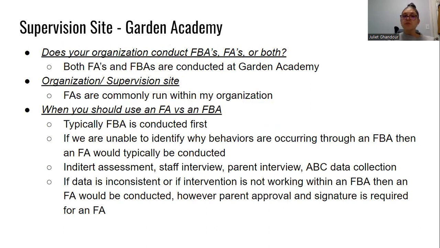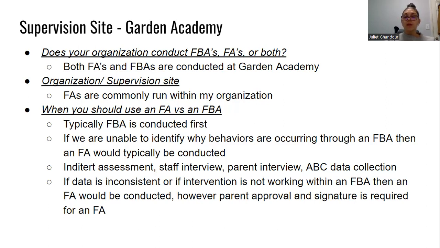Prior to starting supervision, I heard about FAs, but I didn't get a chance to participate in them then. However, once I started supervision, I was exposed to FAs and was able to participate in them as well. So when should you use an FA versus an FBA? Typically, FBAs are conducted first.